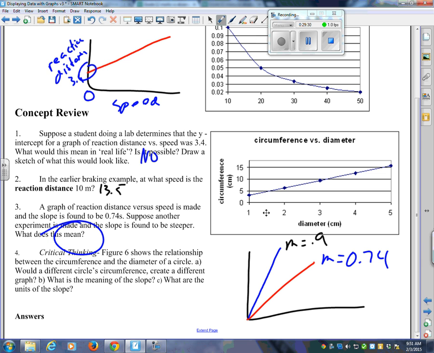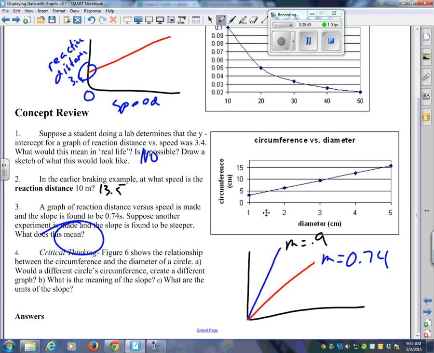Hands up if you think it's a different graph. Be brave. Graham's the leader. Awesome. Who thinks it would be the same graph? Who doesn't know? You can't do that.